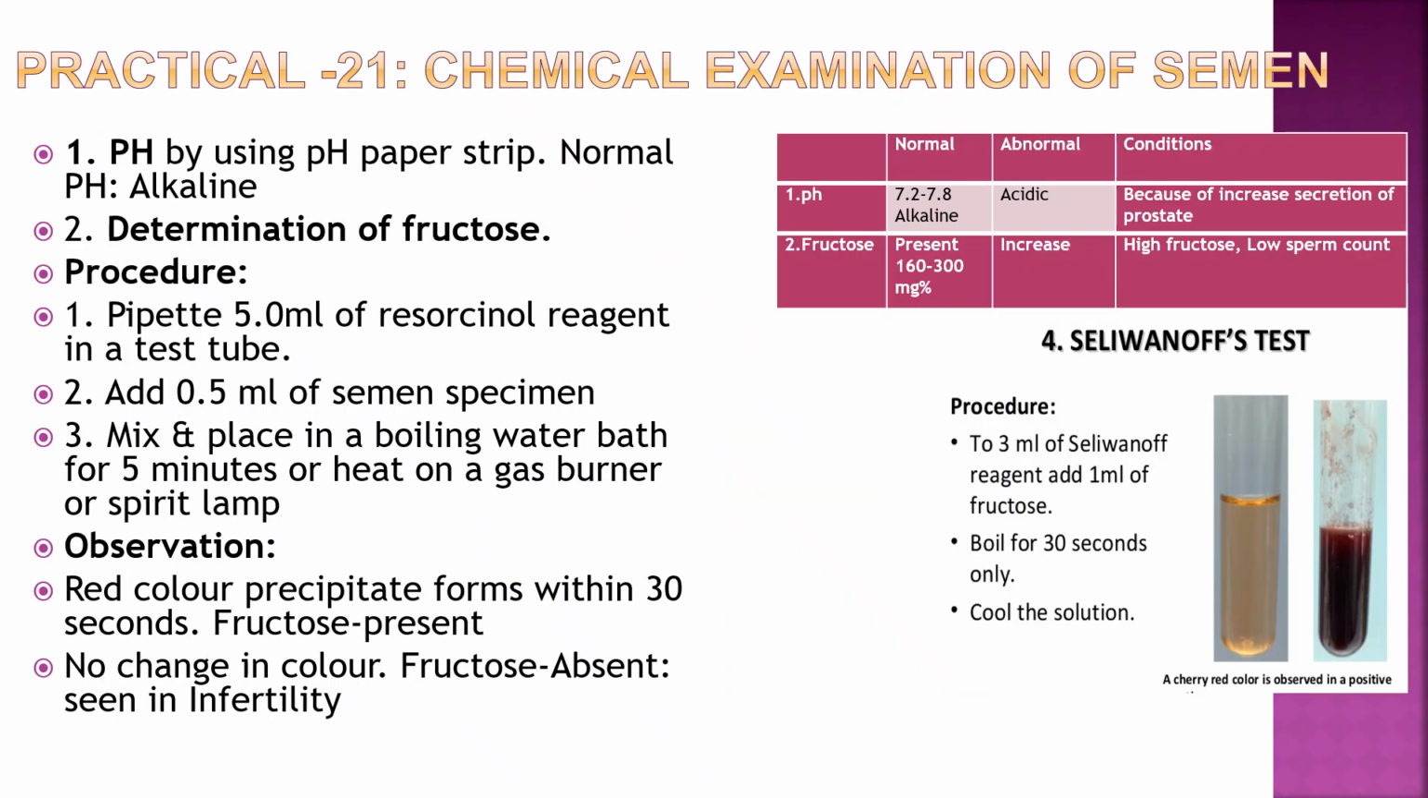Students, we will see chemical examination of semen. In that, two tests are done. First is pH, that is done by pH paper, and normal pH of the semen is alkaline.